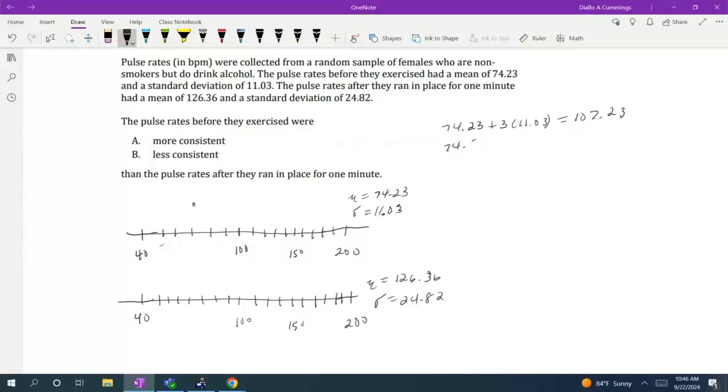And if we go three standard deviations below the mean, we get 41.14. So if I actually sketch that out, here's about 74.23, and I'm guesstimating here. And then 107 is about right here. So our curve looks something like this.